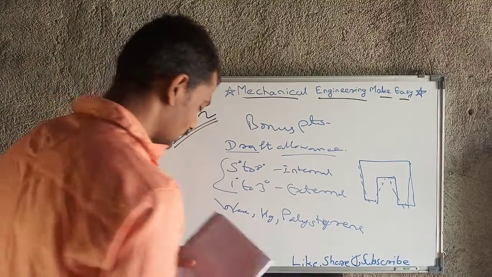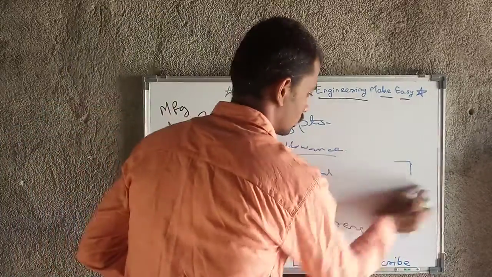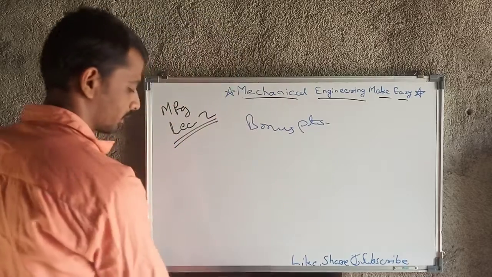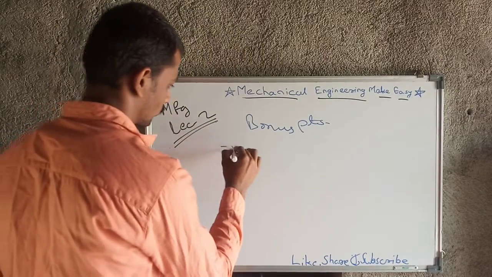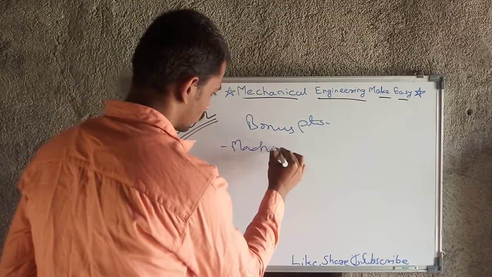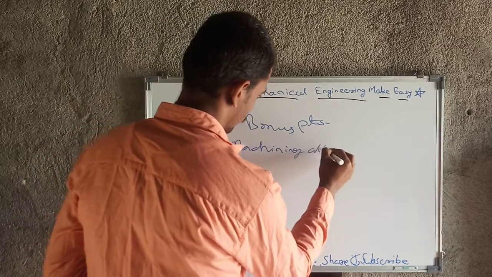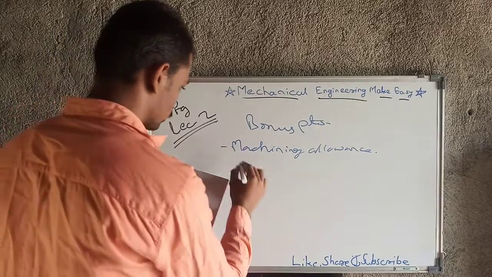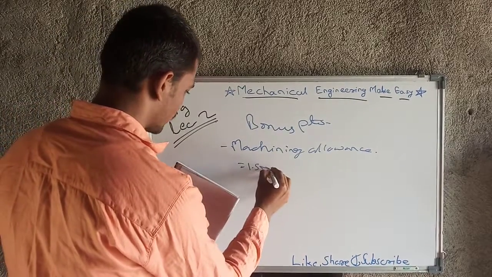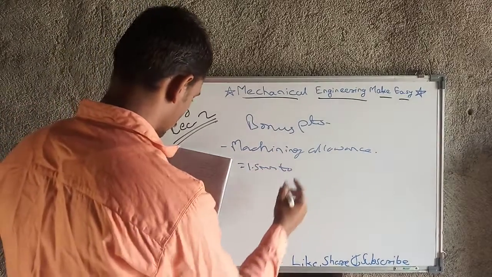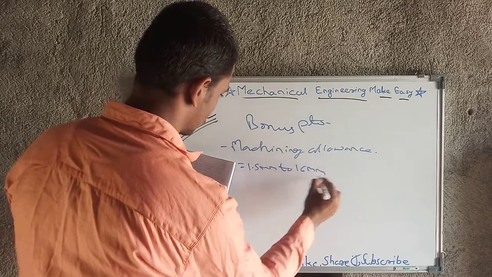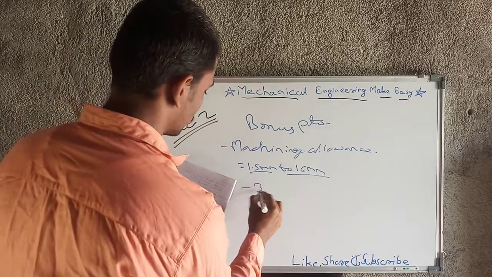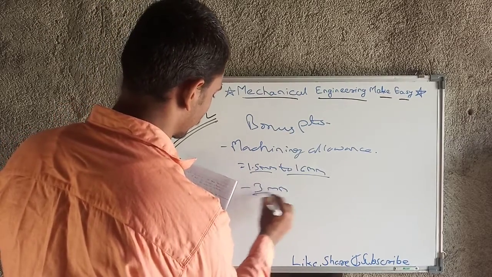And after that, the machining allowance. What are the general values of machining allowance we have to provide? Machining allowance is 1.5 mm to 16 mm. This is the general range of machining allowance, and commonly we use 3 mm as the common value.